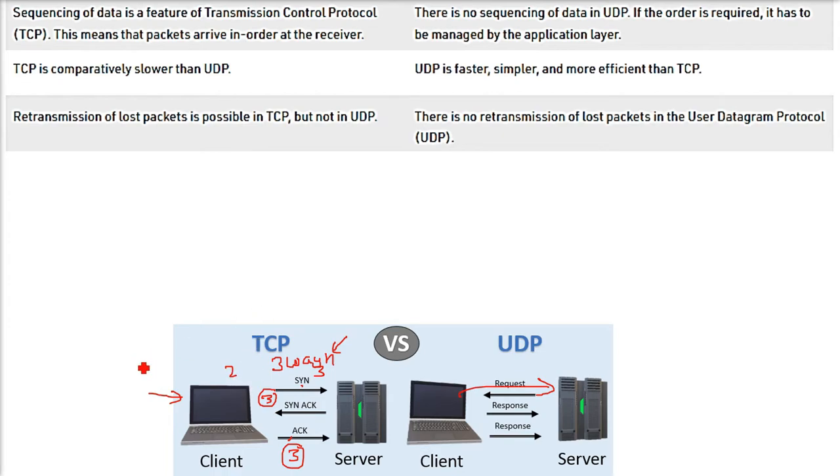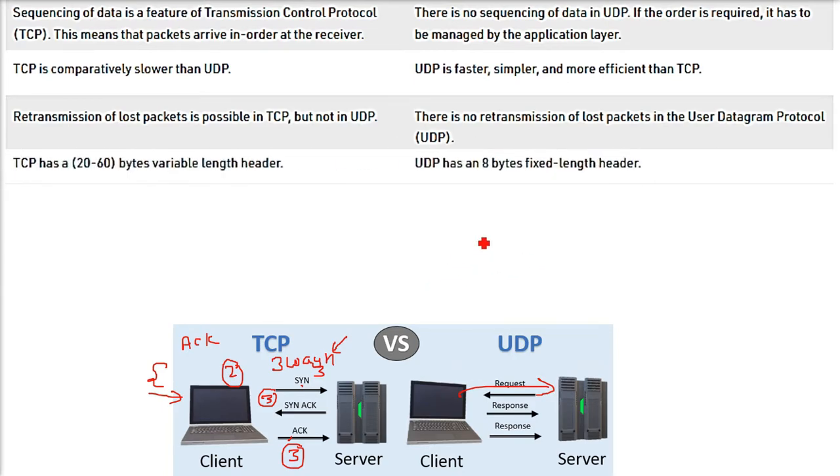Retransmission of lost packets is possible in TCP but not in UDP. As I said, there is a proper sliding window protocol. There are AIMD protocols. The sliding window protocol ensures that the packet will not be lost. Every time it has to get an ACK so that the window is slid to the right side to the next sequence number. There is a timer also. If a timeout happens, then the packet will be sent again. But in UDP, there is no retransmission of lost packets in the User Datagram Protocol.